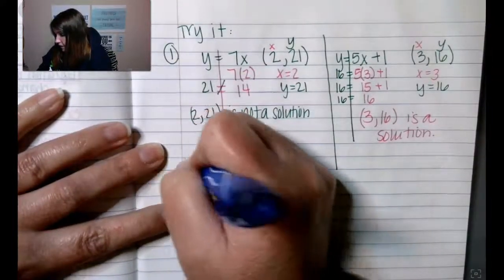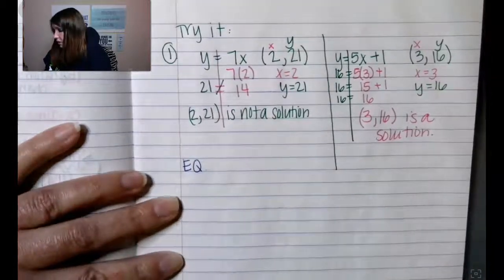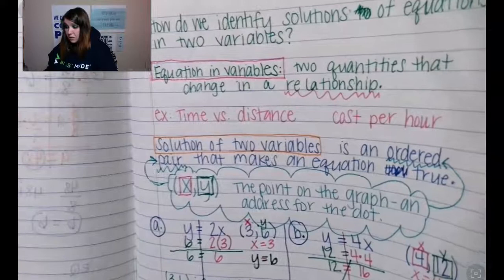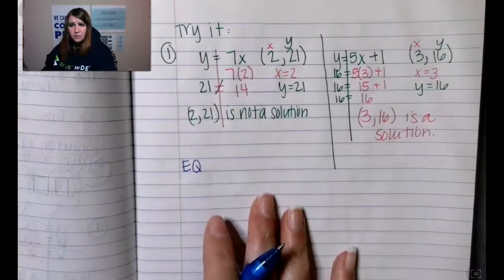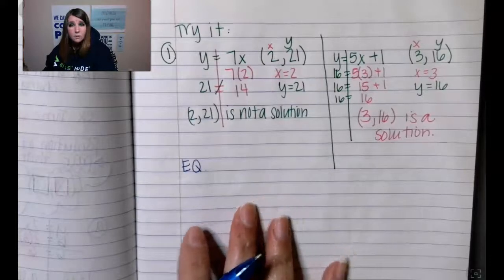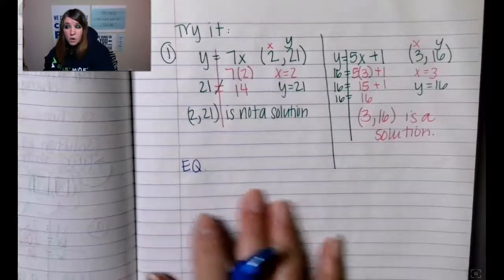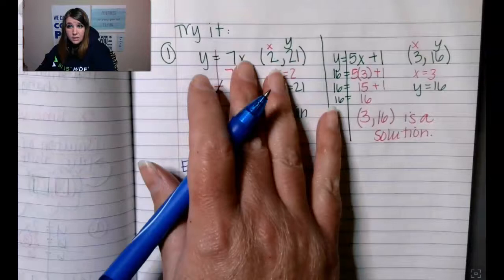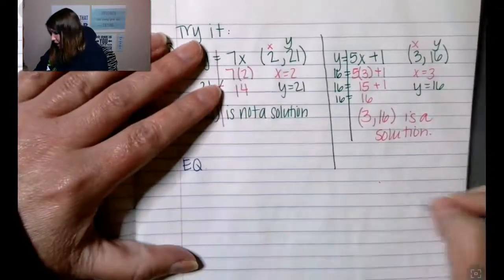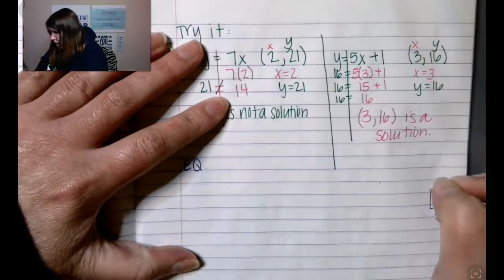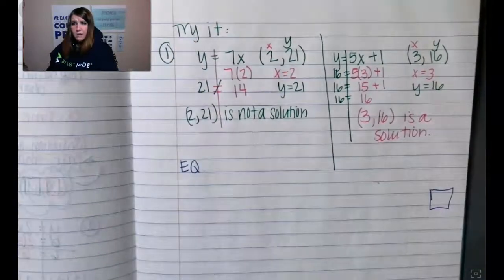Okay. Essential question. Answer it. How do we identify solutions to equations in 2 variables? How do we identify if it's a solution or not? How do we know if it's a solution or not a solution to this equation? You got 2 variables. What do you do with them? And off to the side, put your rating in your little box.